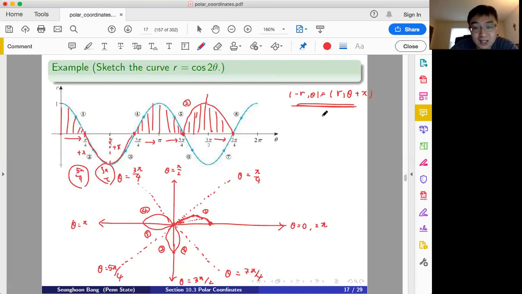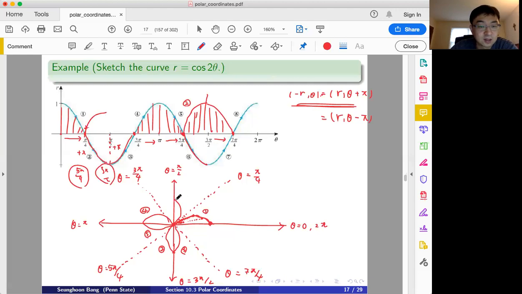Negative r theta is exactly the same as r theta minus pi. You can subtract. 5 pi over 4 minus pi is going to pi over 4. The 3 pi over 2 minus pi is pi over 2. So this part is going to here, going to here, pi over 4 and here. The graph is like this.